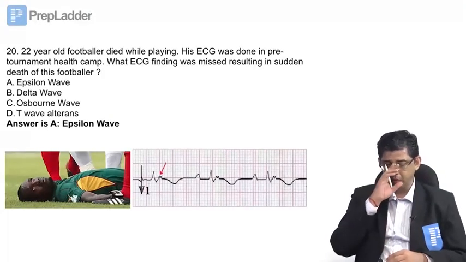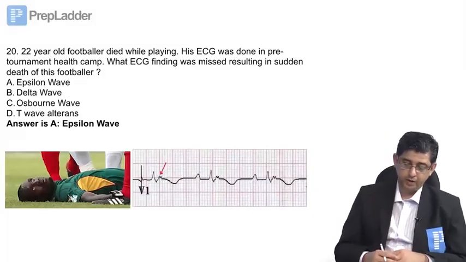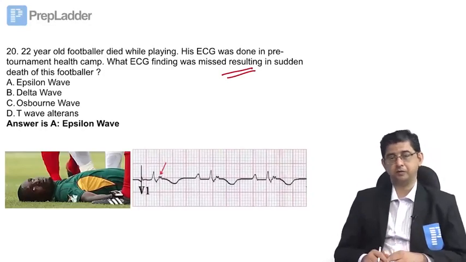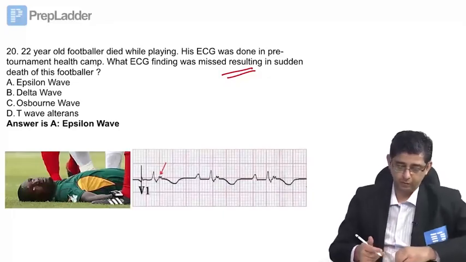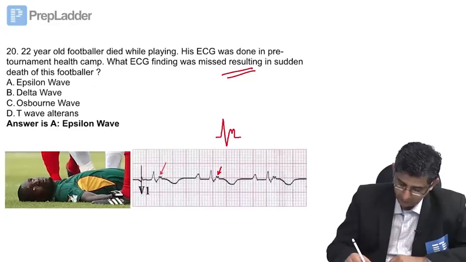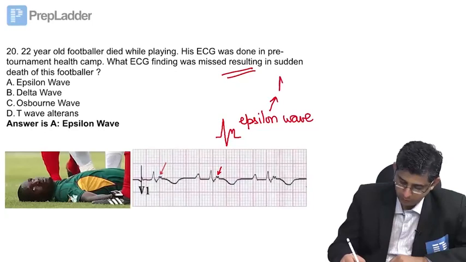A 22-year-old footballer died while playing, and an ECG was done in the pre-tournament health camp, but the ECG finding was missed, resulting in the death of the footballer. So we did a health scan of this patient before the game, but he died in the football game. This finding mentioned here, at the end of the S wave, is known as epsilon wave, which is diagnostic of arrhythmogenic right ventricular dysplasia.